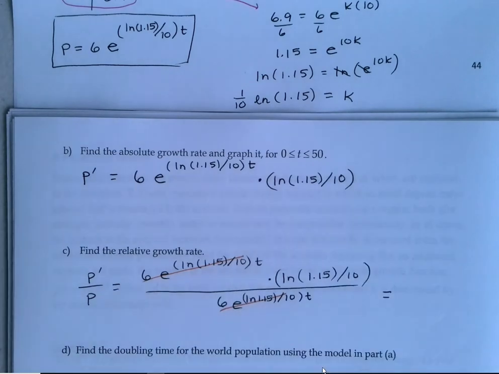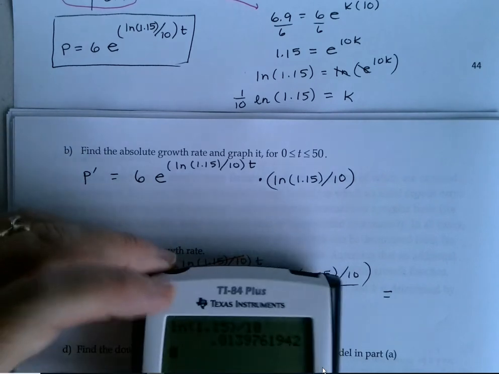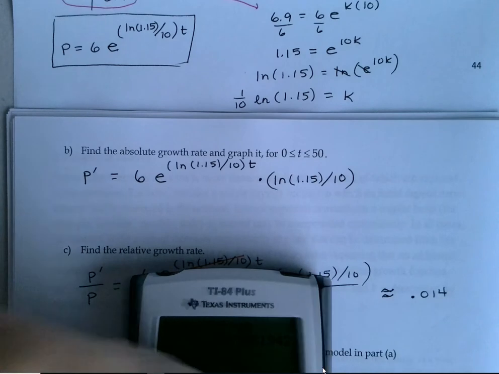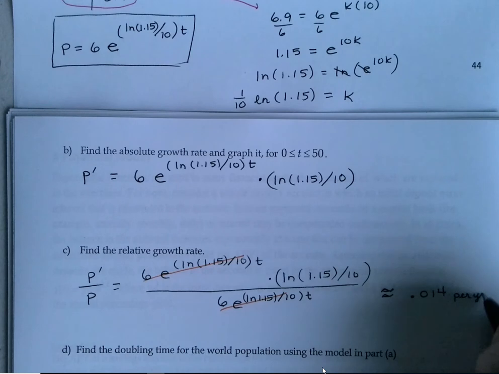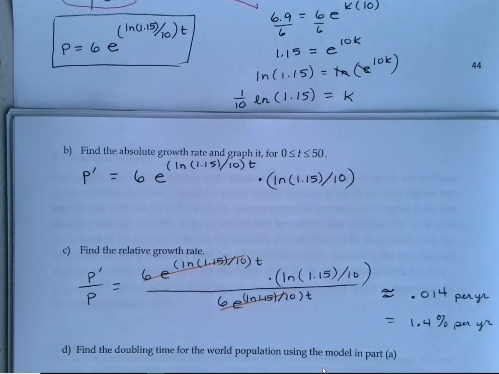And I'm going to go ahead now and put that value in my calculator. And let's see, what am I going to get? The natural log of 1.15 divided by 10 gives me about 0.014 if I round off to 3 decimal places. This is now rounded. So my relative growth rate is 0.014 per year. Or if I change that to a percent, I could say 1.4% per year. Notice that's definitely down from that peak value of 2.1% per year that the problem told us was occurring in the 1960s.